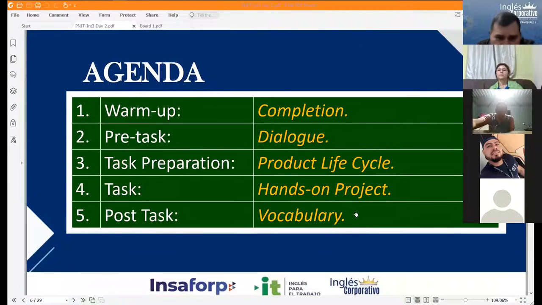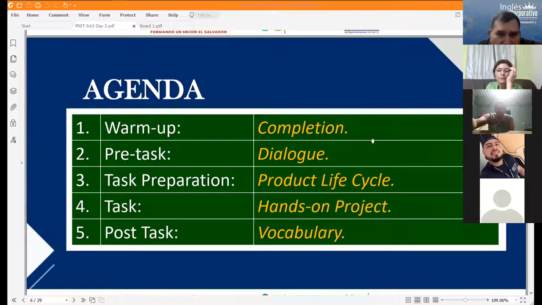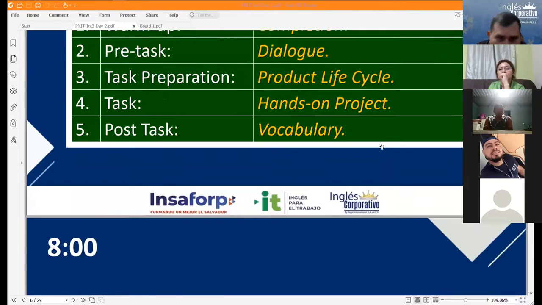The agenda says that today we're going to be working on a completion exercise to begin. Then we're going to be working on a dialogue. And we're going to be discussing product life cycle in the task preparation. Then we're going to work on the task and a hands-on project. After that, we're going to be working on a post-task, that is vocabulary. Hopefully we have enough time. Okay, so let's begin.